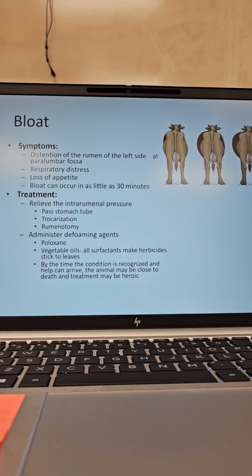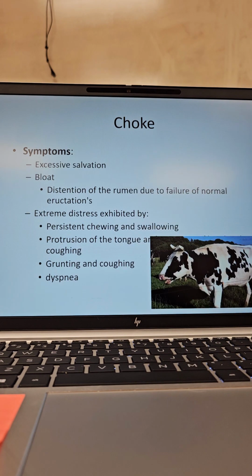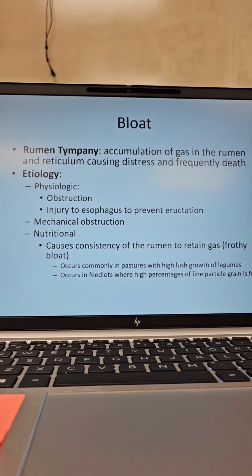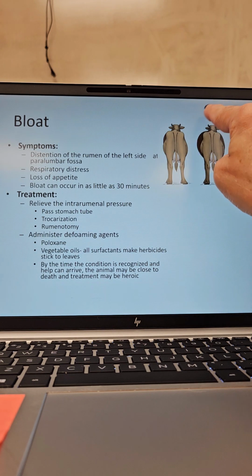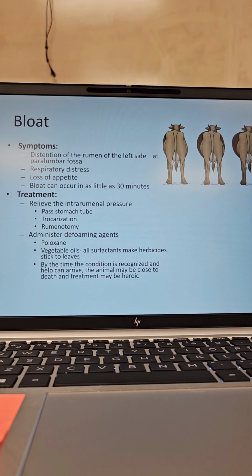Symptoms. Keep this in mind as well. This is important information. Distension of the rumen on the left side at the paralumbar fossa. So the paralumbar fossa is, let's see if I can go up and find, this area right in here. But you're going to get left-sided initially. In severe cases and later stage cases, you will get bloating on both sides, but the bloat starts on the left side. That's important information. Could be a test question.